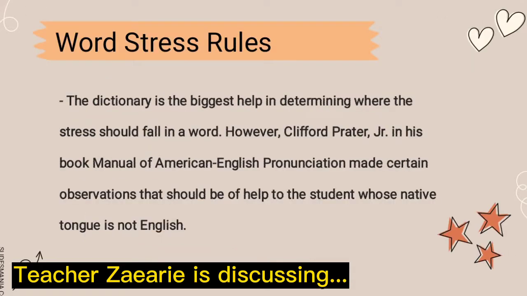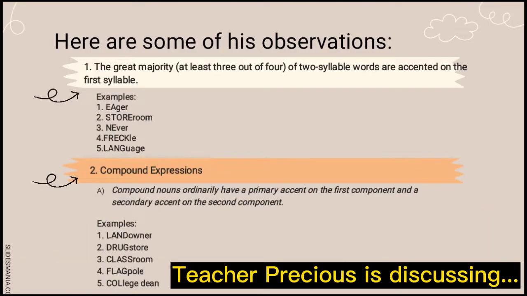Word stress rules. The dictionary is the biggest help in determining where the stress should fall in a word. However, Clifford Prator Jr., in his book Manual of American English Pronunciation, made certain observations that should be of help to the student whose native tongue is not English. Here are some of his observations.